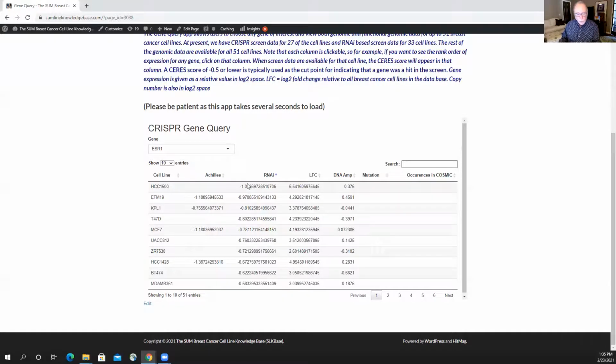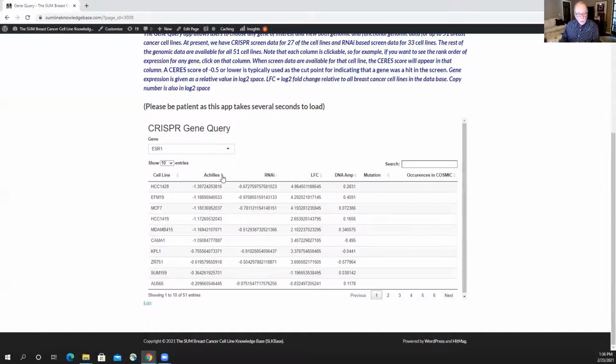So it's always important and interesting to flip back and forth, because once again, by rank ordering by the RNAi-based screen, we now find HCC 1500, which has enormous levels of expression of ER at the message level, and again T47D, and a couple of other cell lines even pop up that are ER positive, CR 7530, UACC 812, that you don't see if you only use the Achilles data.